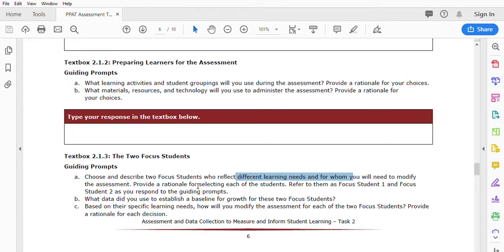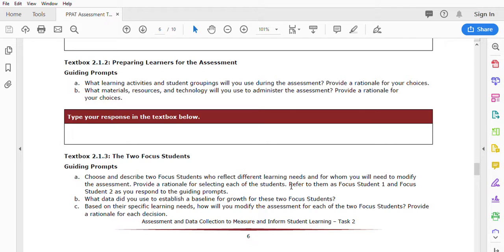And don't forget about the higher students, the Excel students. They can also have a modified assessment. It does not have to be modified for a struggling student. You need to talk about why you chose the two students that you did.